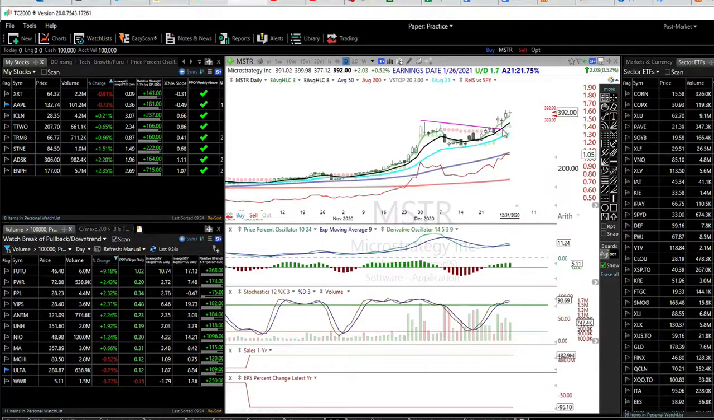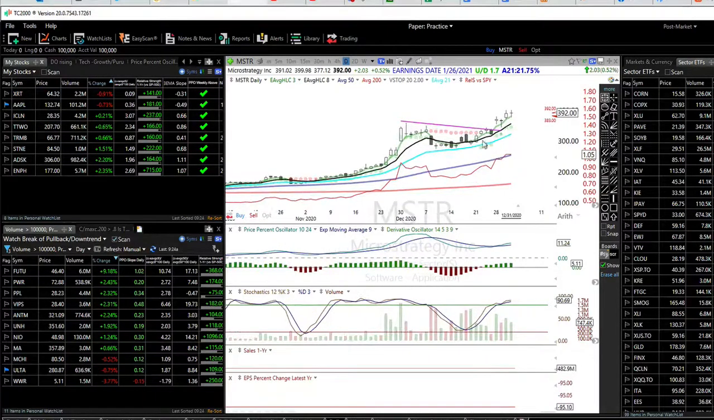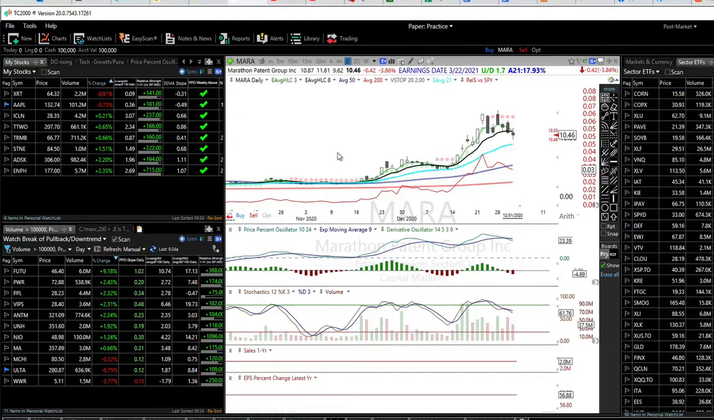MicroStrategy, that one's going to go crazy probably. But you see how I drew this line? That would have been a time to get in if you didn't get in back there. Marathon, I believe, is another one, but it doesn't look as good. But these are ones that are related to Bitcoin.